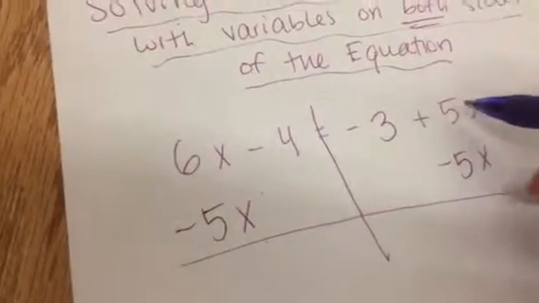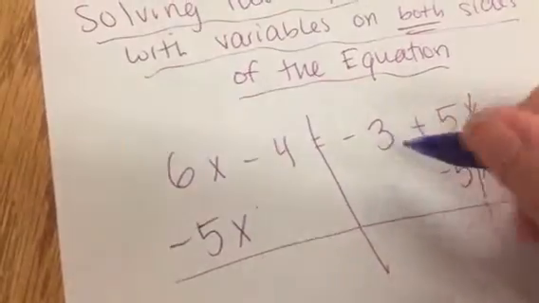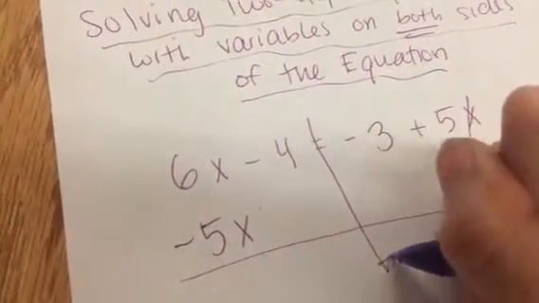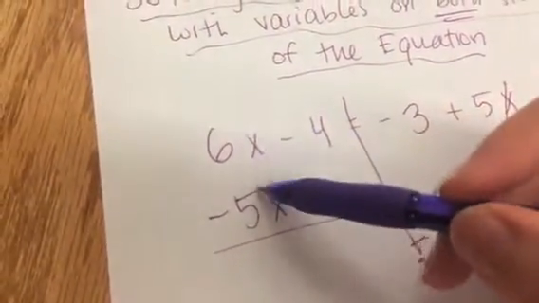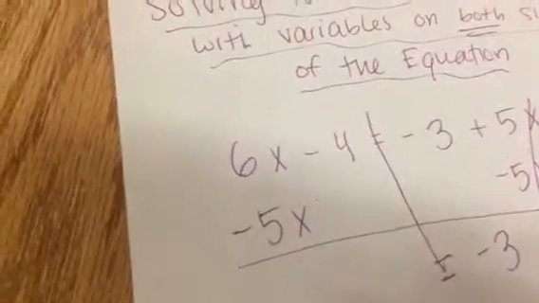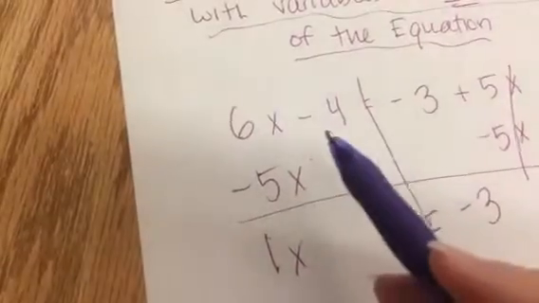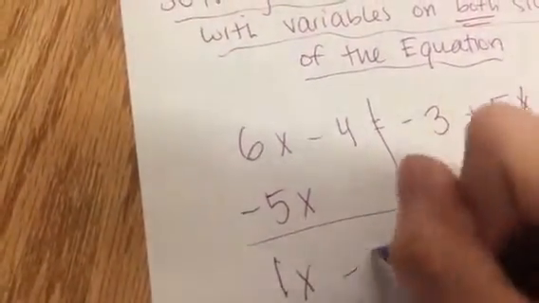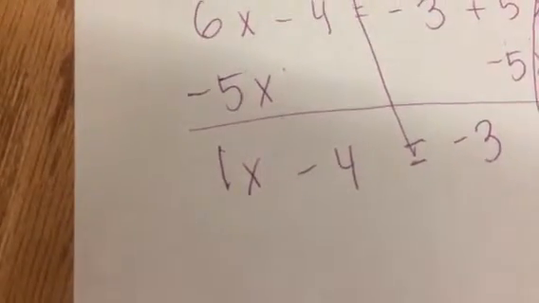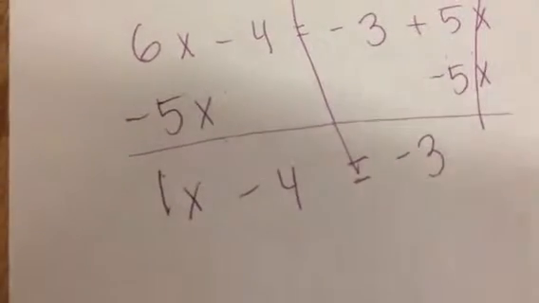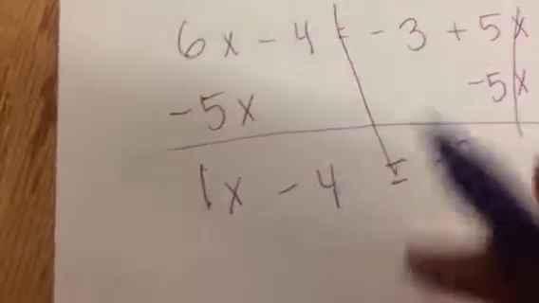Now, over on this side of the equation, these cancel out, and we're just left with a negative 3 equals, on this side of the equation, let's do 6x minus 5x. They're like terms, so we can do that. And we're just left with 1x, or x, minus 4. Okay. Now we have a two-step equation with a variable on only one side of the equation. Okay, and like I said, 1x is really just like x.